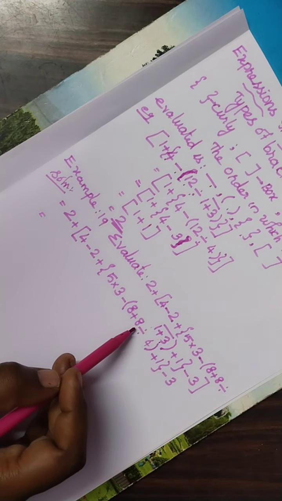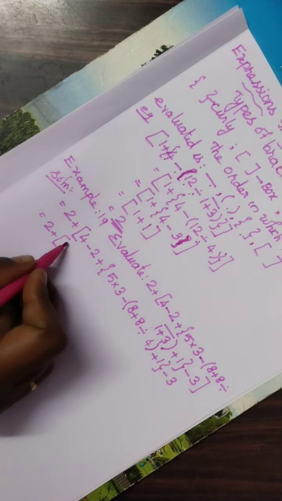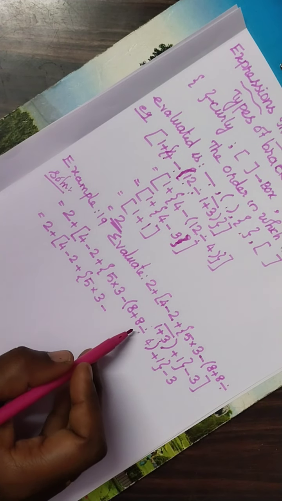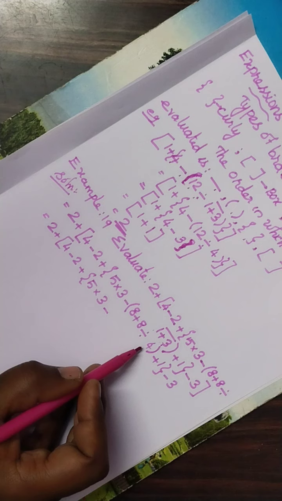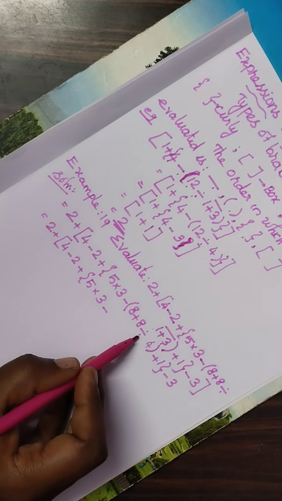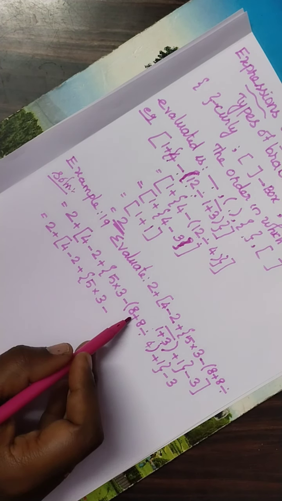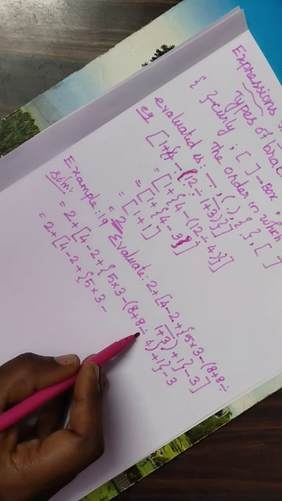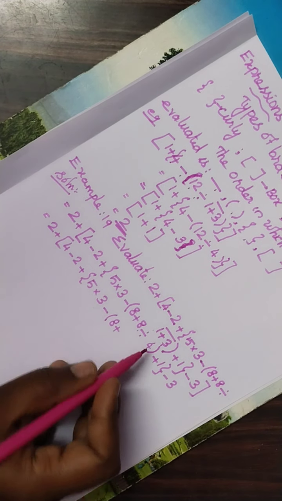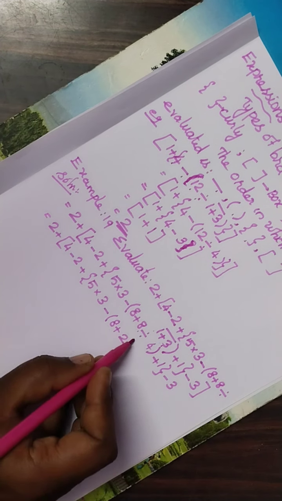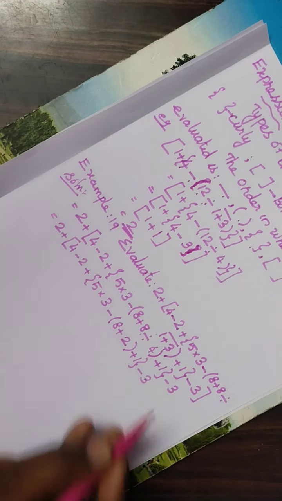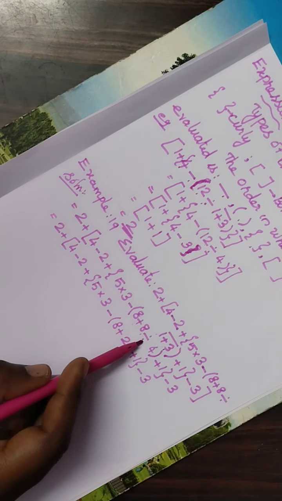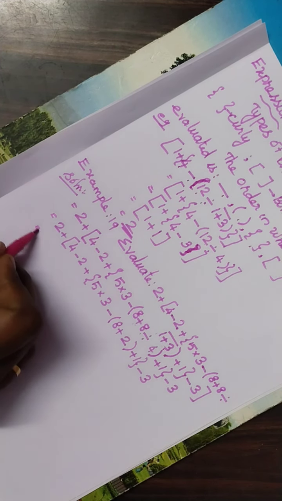Next, find out the value for the round bracket. 2 plus 4 minus 2 plus 5 into 3 minus, then the round bracket value 8 plus 8 divided by 4. Here one is addition, another one is division. So here you first find out the value for division: 8 divided by 4 is equal to 2, plus 1 minus 3. First you find out the value for division, next for addition. 8 plus 2, then write it in the next step.